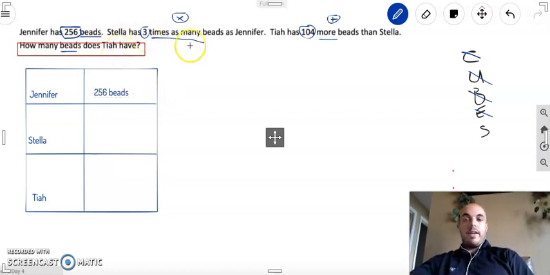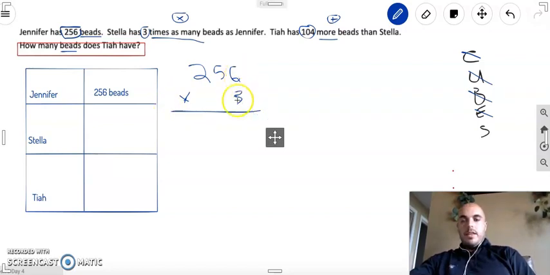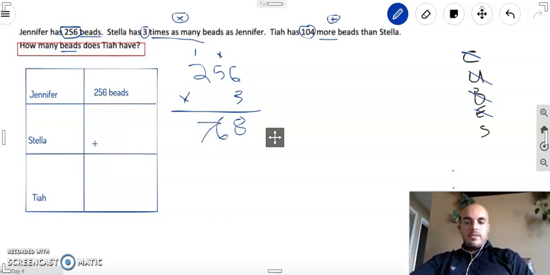And we have to find 3 times as many for Stella. So I'm going to take my 256, put it vertically with 3, and multiply it. 6 kind of looks like a fish, but that's okay. 3 times 6 I know to be 18, carry my 1. 3 times 5 is 15, plus 1 is 16, carry the 1, cross that 1 off. 3 times 2 is 6, plus 1 is 7. So Stella has 768 beads.